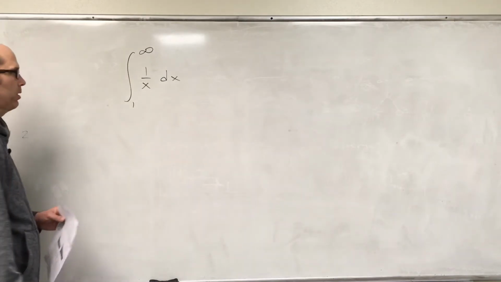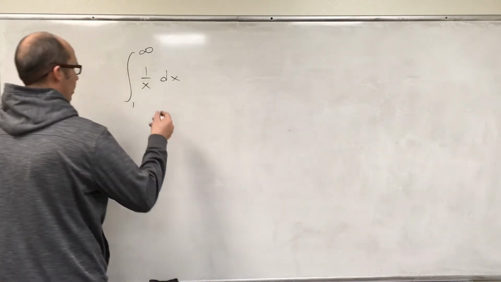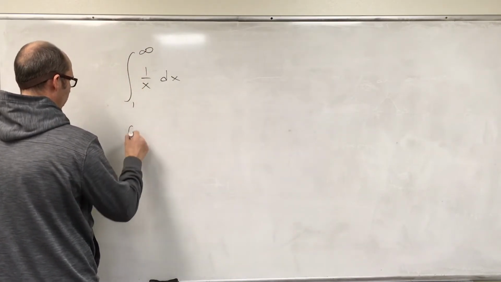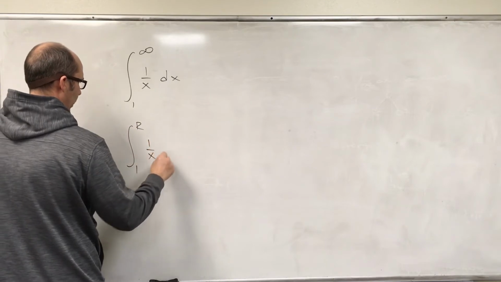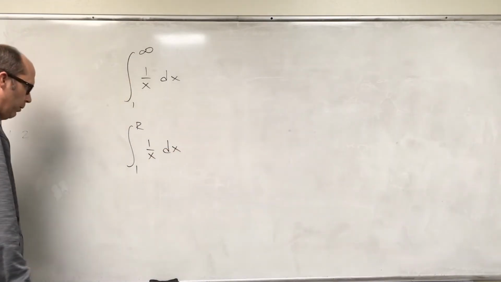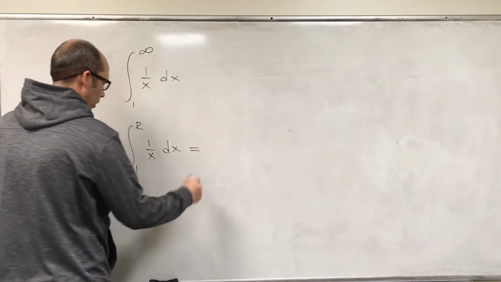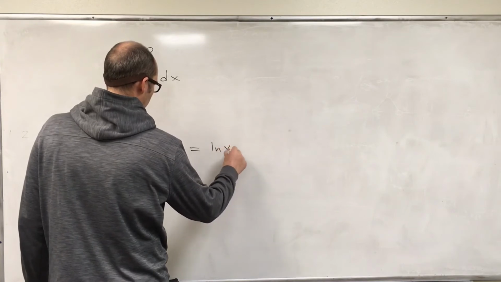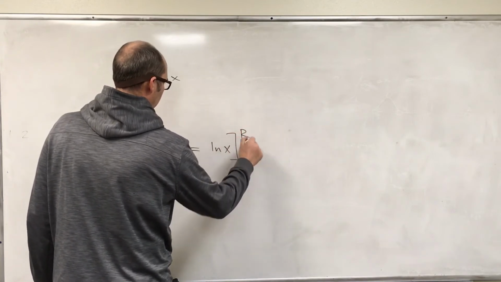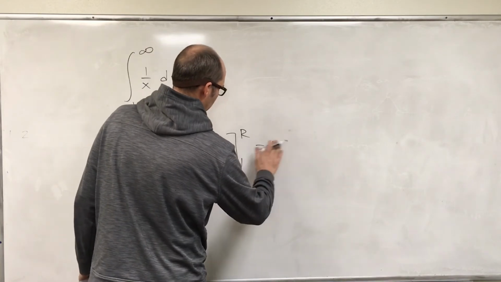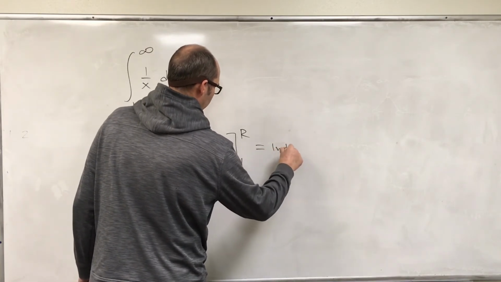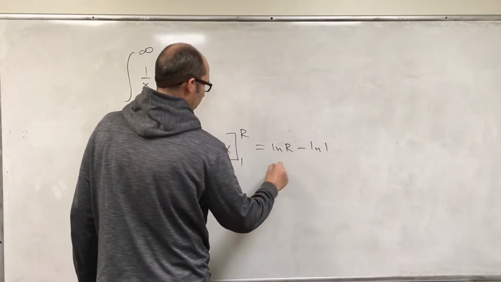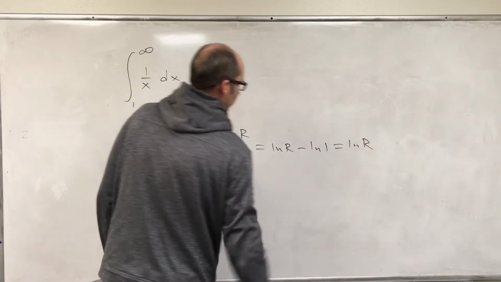Okay, we're going to write this as a finite integral. Let's see, we're going to write this as the integral from 1 to r, 1 over x dx. This is ln x from 1 to r, which is ln r minus ln 1. Remember, ln 1 is 0, so this is ln r.